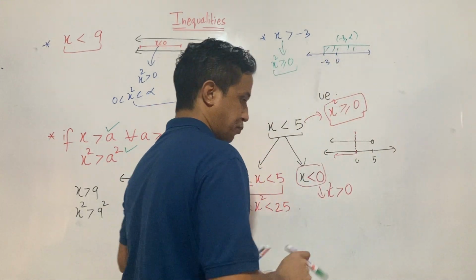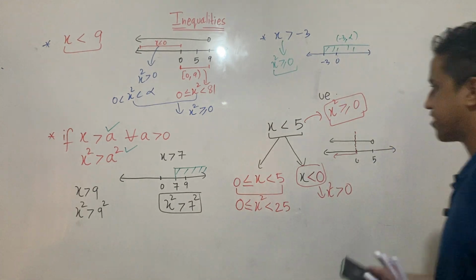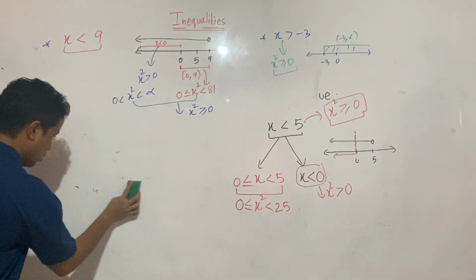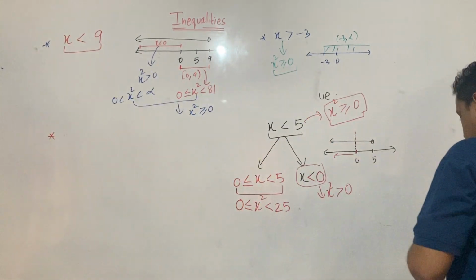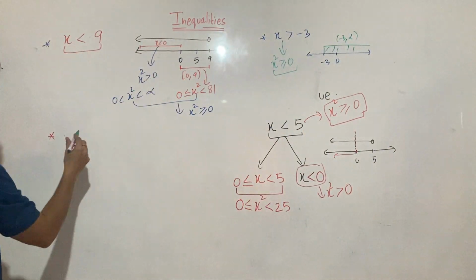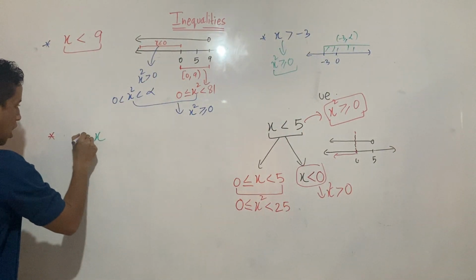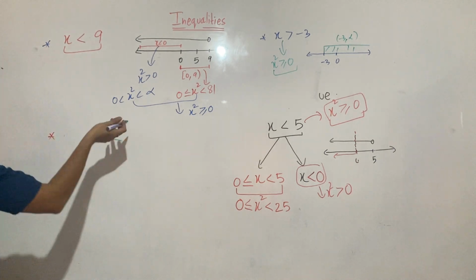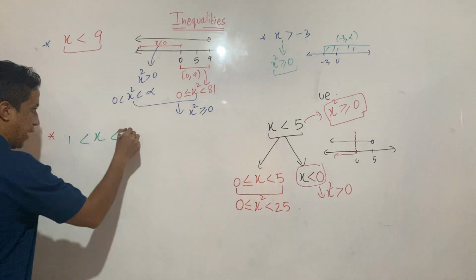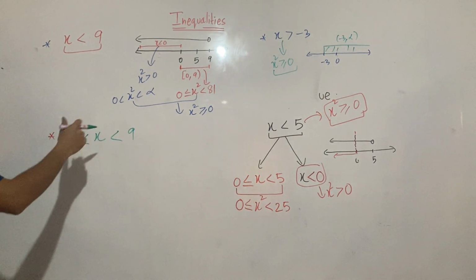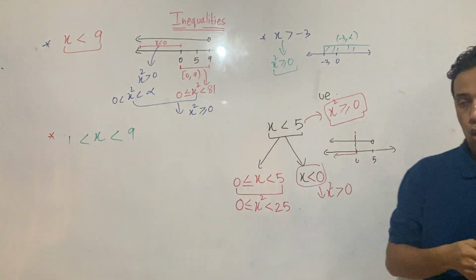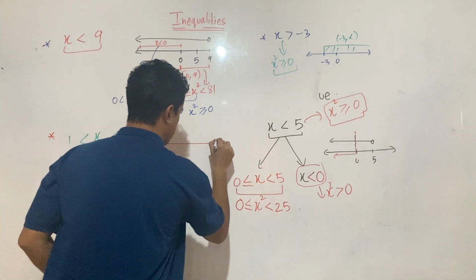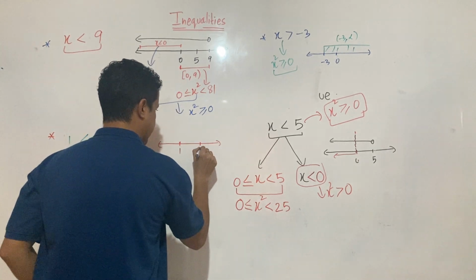Okay, now let's take a few more points. What if x lies between two positive numbers? Let's say here 1 and 9. If x lies between 1 and 9, then what about x square? So you can just draw the number line. Here we have 1, here we have 9.